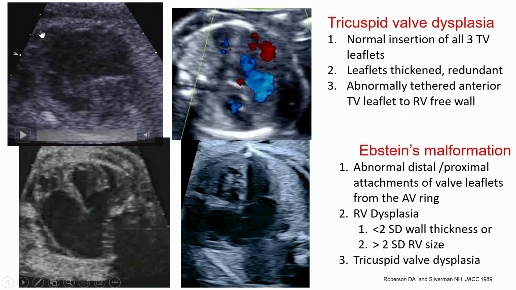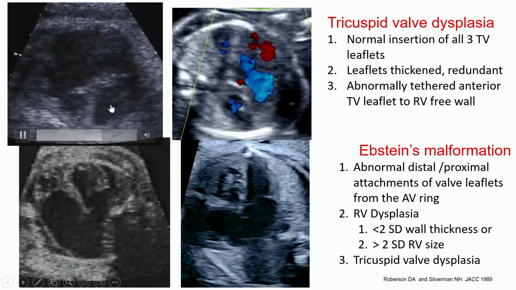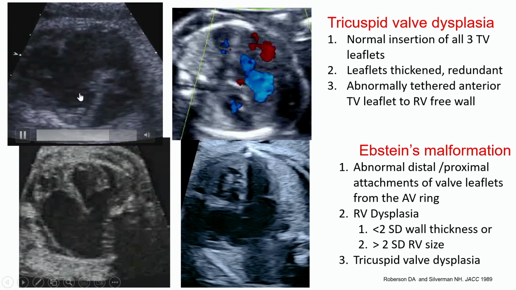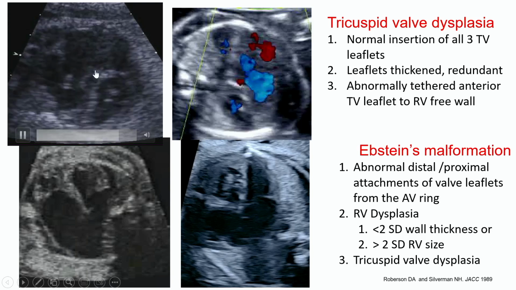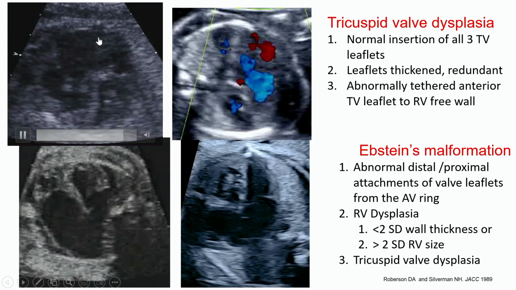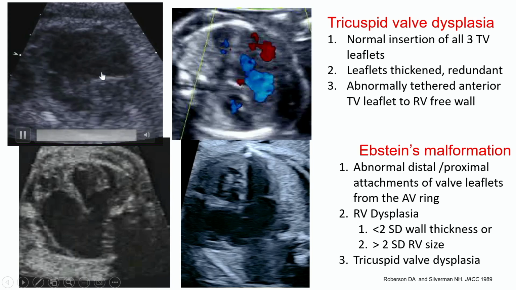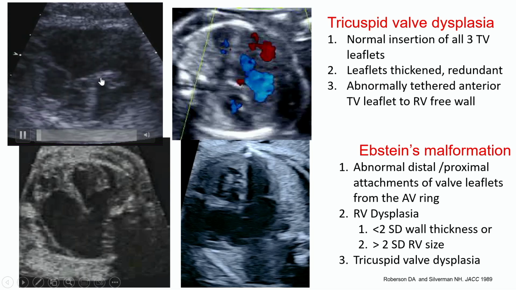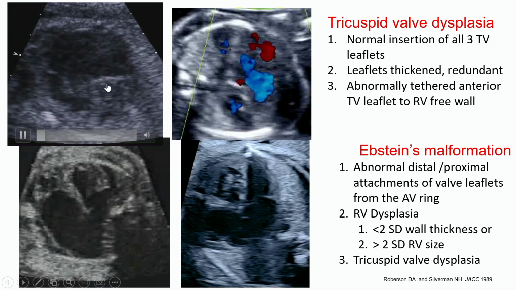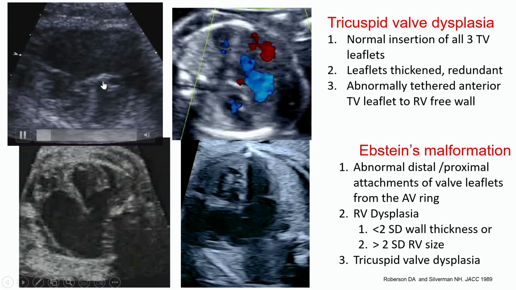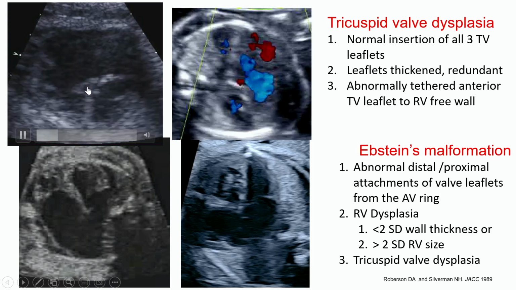So two different things. Tricuspid dysplasia occurs, as you see in this picture, when there is normal insertion of all three of the tricuspid valve leaflets. So here's the enlarged right atrium, here's the right ventricle, and you see that this septal leaflet of the tricuspid valve, although it's thickened and redundant, it does insert in the normal portion just as it should, and it's right across from the insertion of the mitral valve here. So that's tricuspid valve dysplasia.